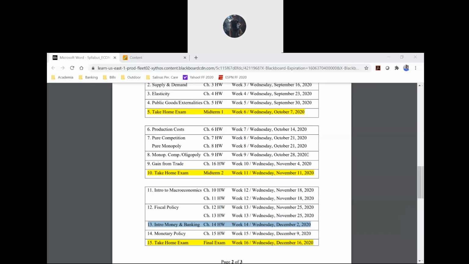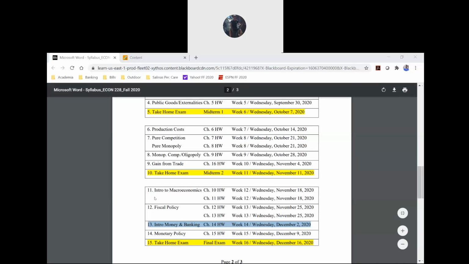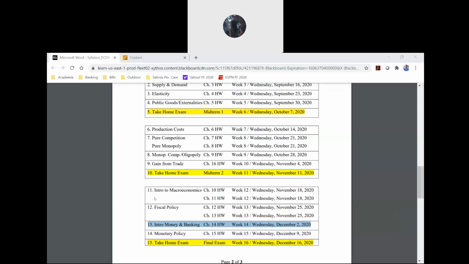But let's try to get through the chapter for today, which is chapter 14. We've got a couple topics left basically. We did the intro to macroeconomics and the fiscal policy material, and now we have a few more things to build up to monetary policy. Monetary policy will be next week, but today I'd like to do an intro to money and banking, which is chapter 14, and that'll be today's topic.